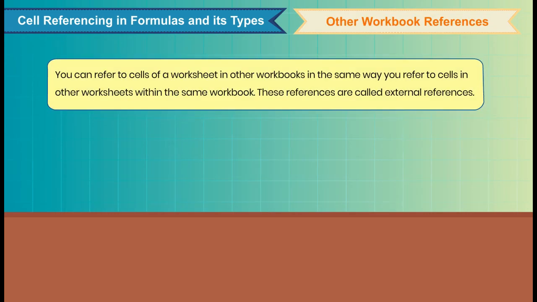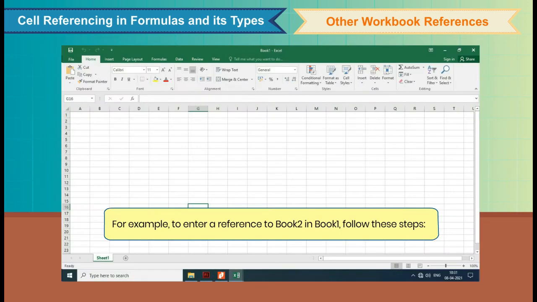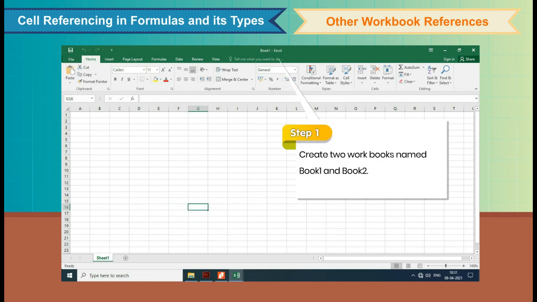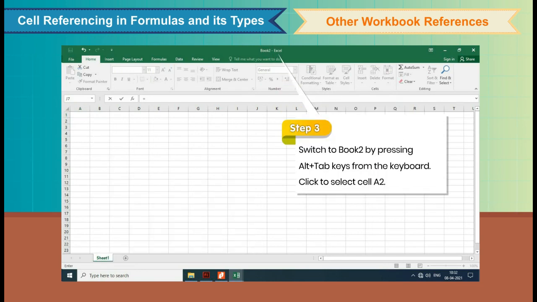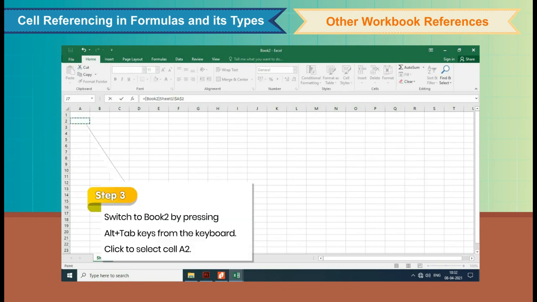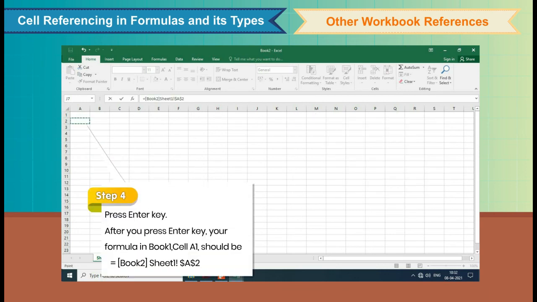Other workbook references. You can refer to cells of a worksheet in other workbooks in the same way you refer to cells in other worksheets within the same workbook. These references are called external references. For example, to enter a reference to Book2 in Book1, follow these steps. Step 1. Create two workbooks named Book1 and Book2. Step 2. Select cell A1 in Sheet1 of Book1 and type an equal to sign. Step 3. Switch to Book2 by pressing Alt plus Tab keys from the keyboard. Click to select cell A2. Step 4. Press Enter key.